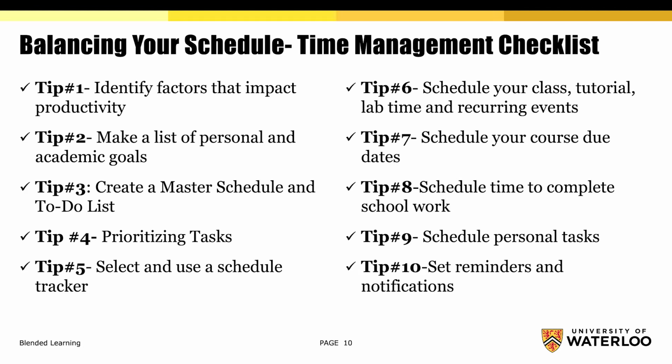Tip number 1. Identify factors that impact productivity. Tip number 2. Make a list of personal and academic goals. Tip number 3. Create a master schedule and to-do list. Tip number 4. Prioritizing tasks. Tip number 5. Select and use a schedule tracker.